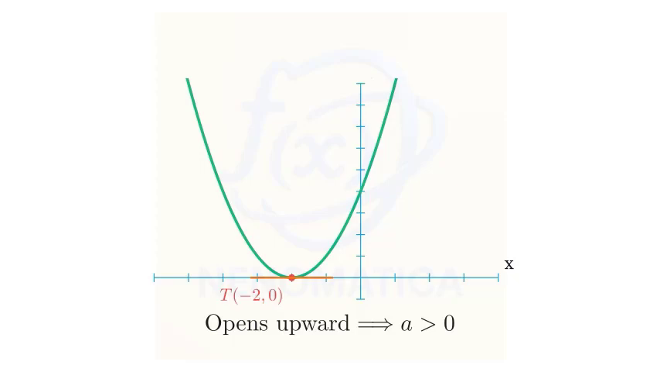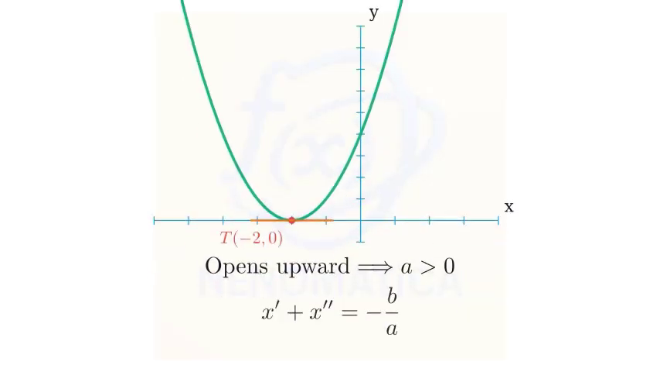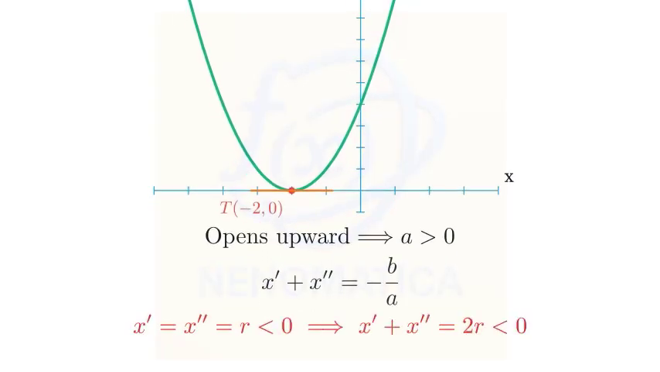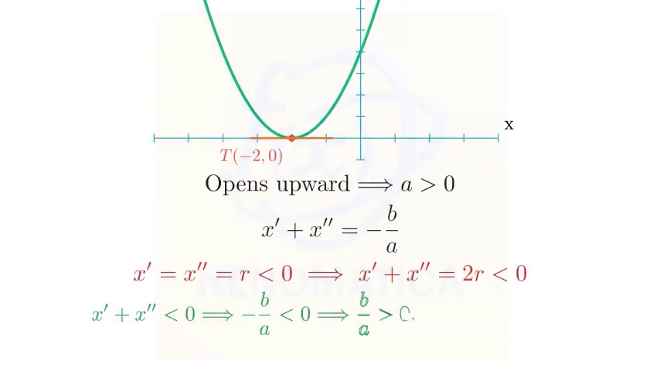Step 2. Determine the sign of B using the sum of roots rule. For a quadratic ax squared plus bx plus c equals 0, the sum of the roots x prime plus x double prime equals negative b over A. Here the graph is tangent to the x-axis at a single point left of the origin, so both roots coincide at a negative number. That means the sum is negative. If x prime plus x double prime is less than 0, then negative b over A is less than 0, so b over A is greater than 0. Since A is positive, b must be positive.